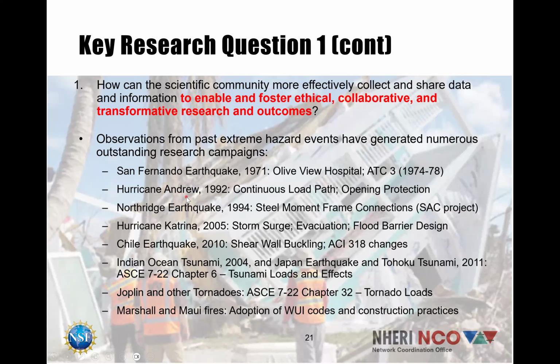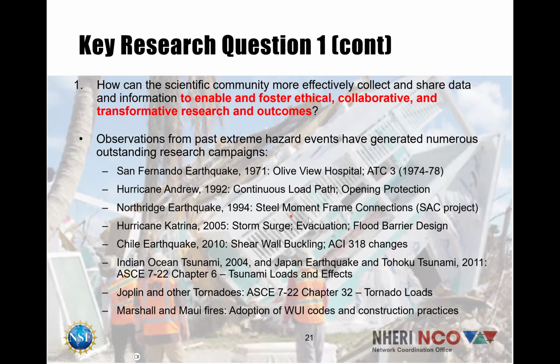Hurricane Andrew did the same for wind engineering. It convinced us that a continuous load path was essential. It also convinced us that opening protection is necessary. So ever since, Florida has had the toughest code for wind engineering or wind design of buildings, and particularly residential buildings.